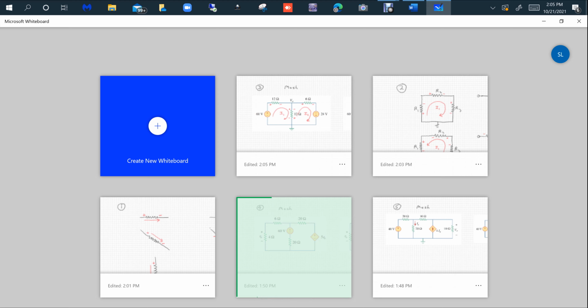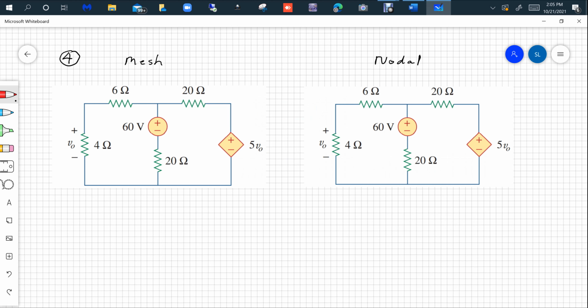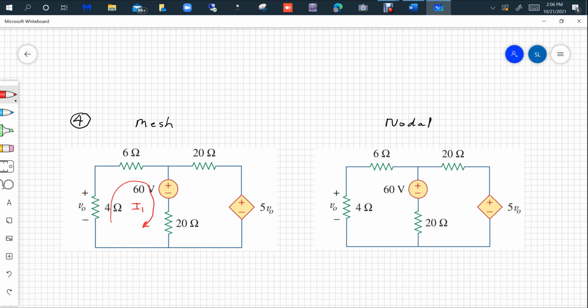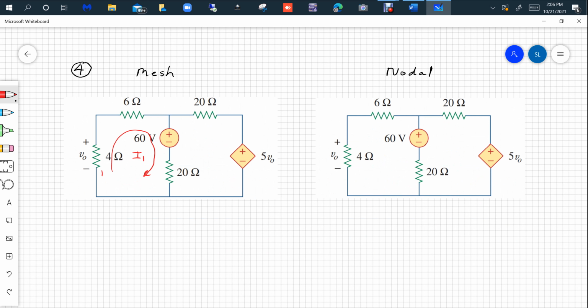I'm just going to throw in a dependent source here on this problem. And what I'm going to do is write a mesh for the problem on the left side. So I'm going to go around this here, and I'm going to call that I1. As soon as I do that, what I'm going to do is put a plus down here and put a minus up there. Notice that's opposite what the author has for polarity. So just keep that in mind when you get to your final answer.